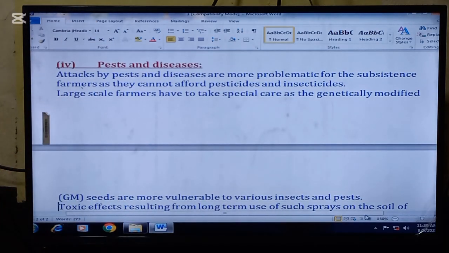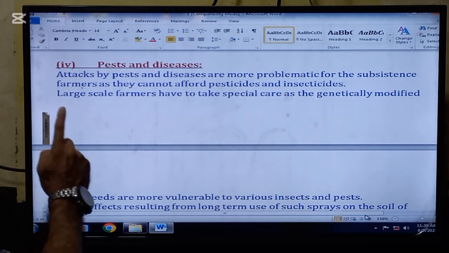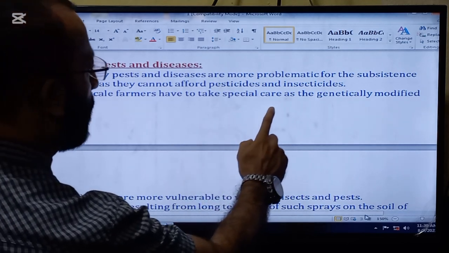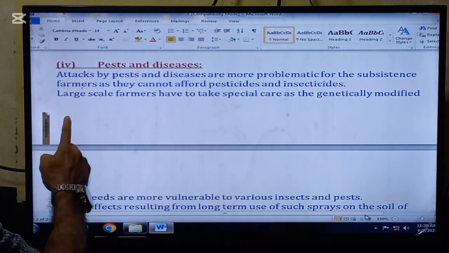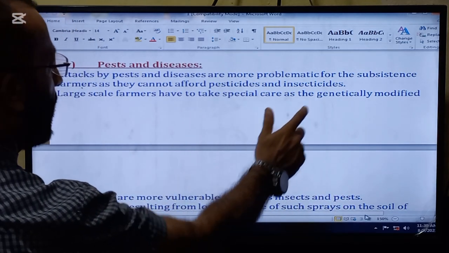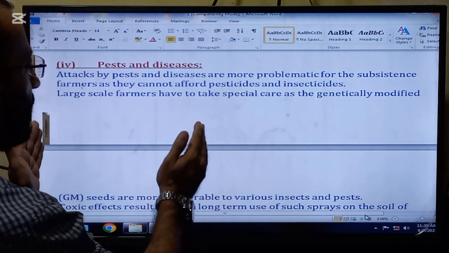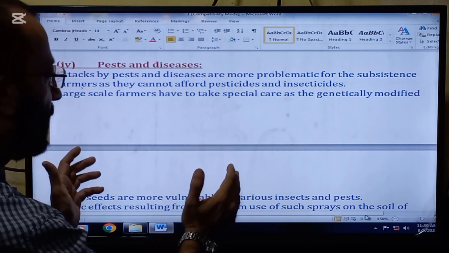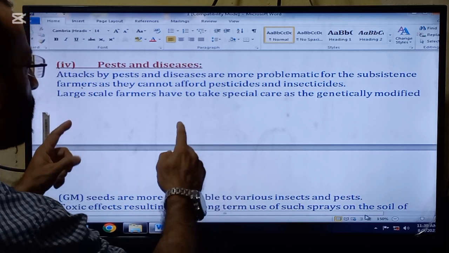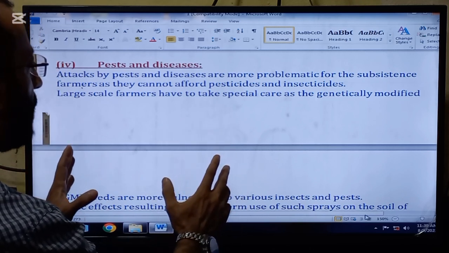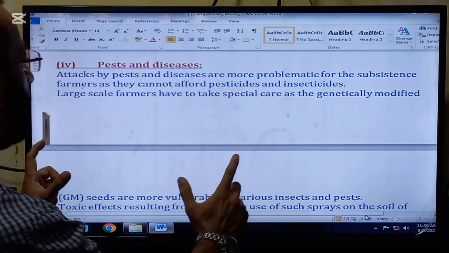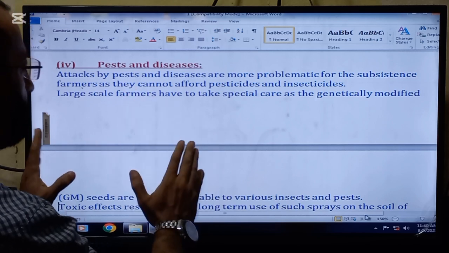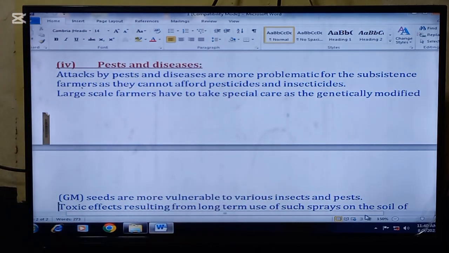The next factor that we are going to read in the natural factors is pests and diseases. Attacks by pests and diseases are more problematic for subsistence farmers as they cannot afford pesticides and insecticides, because these are poor farmers. They have small lands and a limited budget. They do not have much money, so that's why they cannot afford the modern techniques. So these pests and diseases affect subsistence farming more.